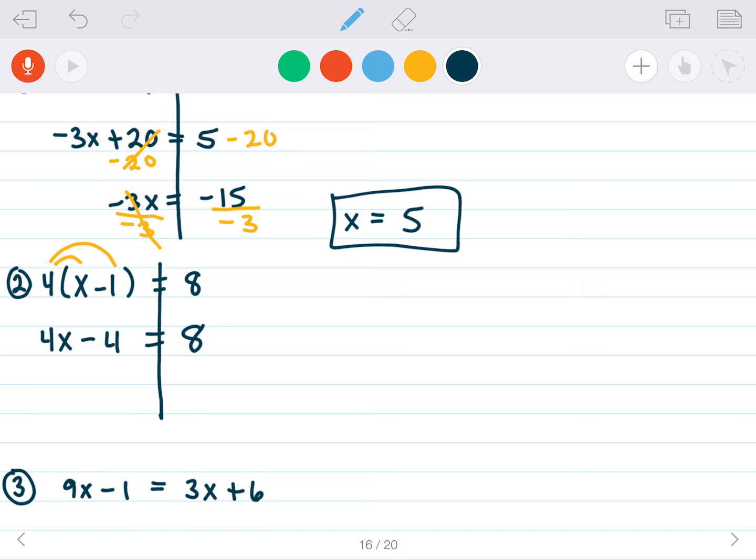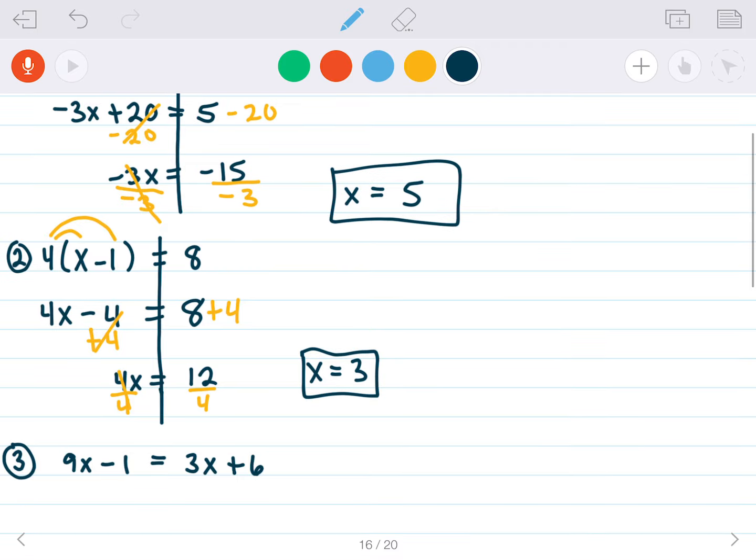Okay. On the left side, I have 4x minus 4. The first thing I'm going to do is get rid of subtraction of 4 by adding 4 to both sides. And I get 4x is equal to 8 plus 4, which is 12. Looking at the left side again, I want to undo multiplication of 4 by dividing both sides by 4. And I get my solution of x equals 12 divided by 4, which is 3.